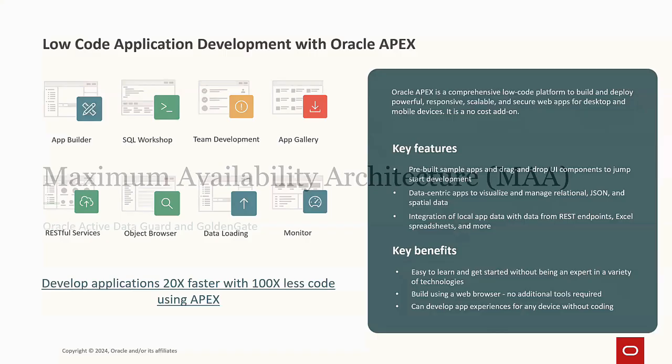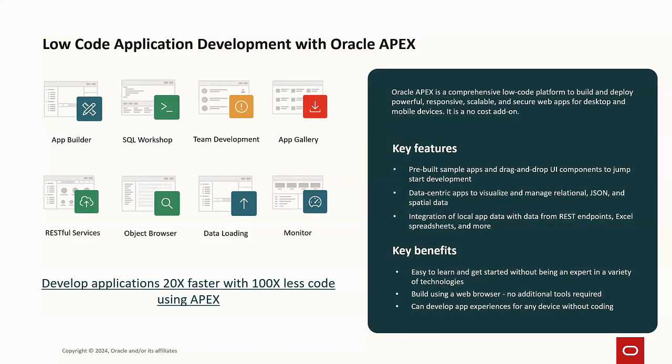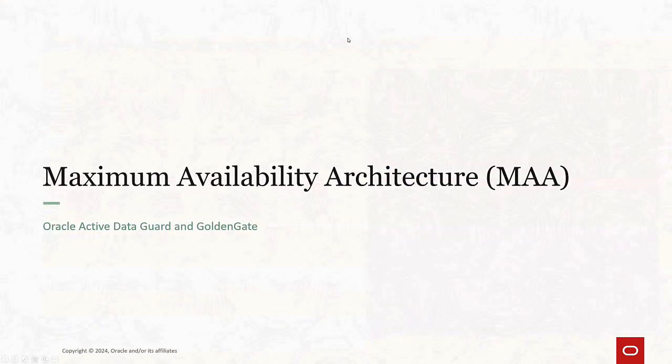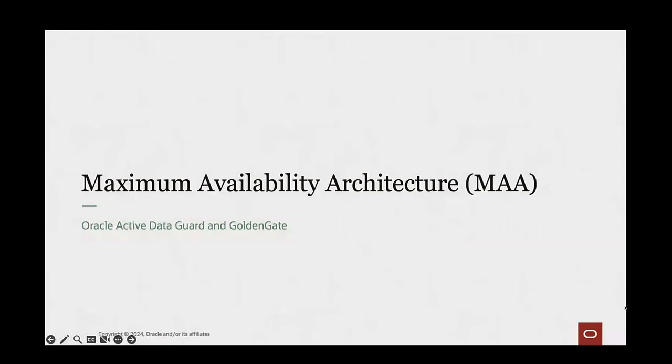So with that, that's going to wrap up the first half of the presentation. We're going to now talk about maximum availability architecture, and I'm going to pass it over to my colleague, Olivia. So here we're mainly going to be focusing on Active Data Guard and GoldenGate, so kind of more around GoldenGate for replicating and integrating your data.